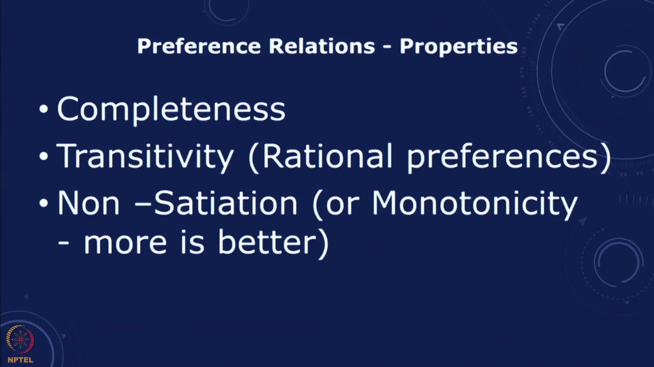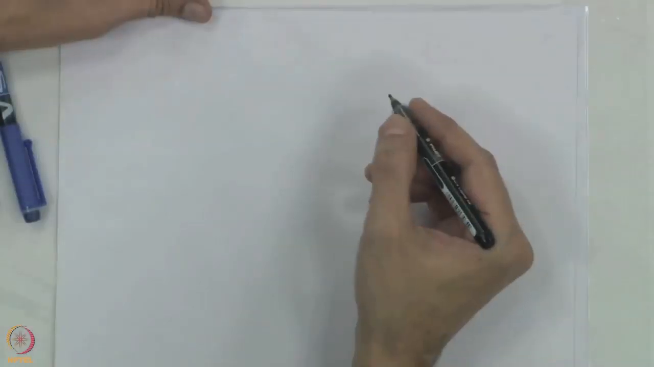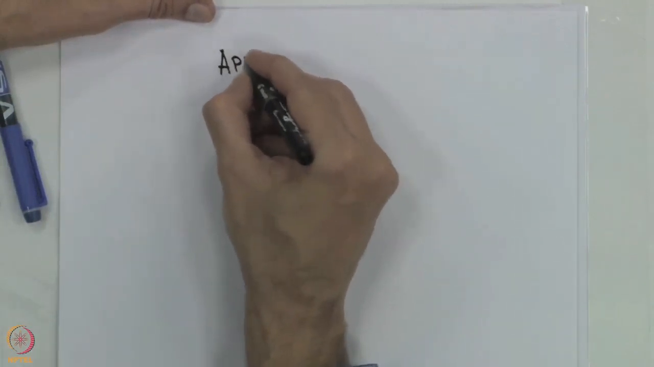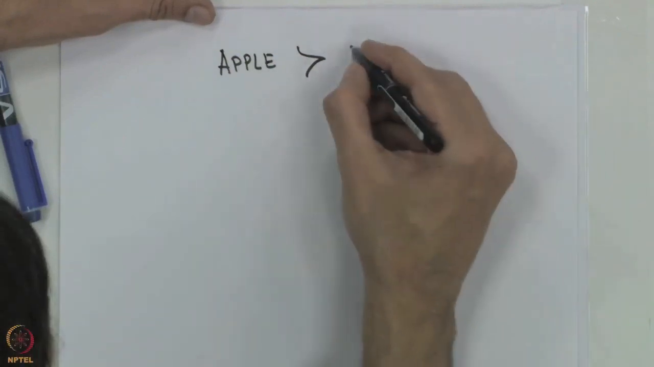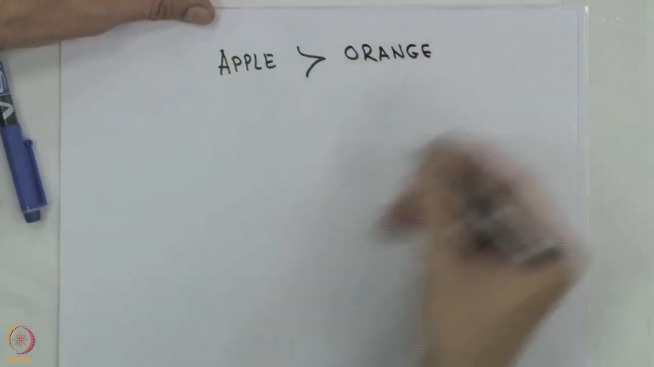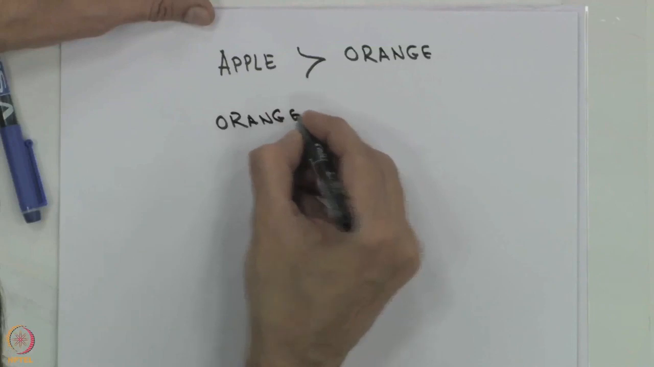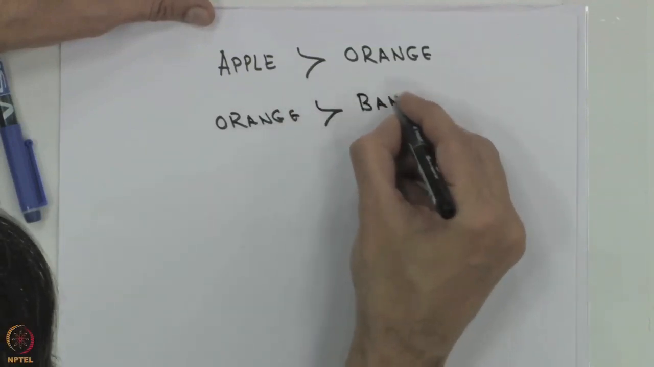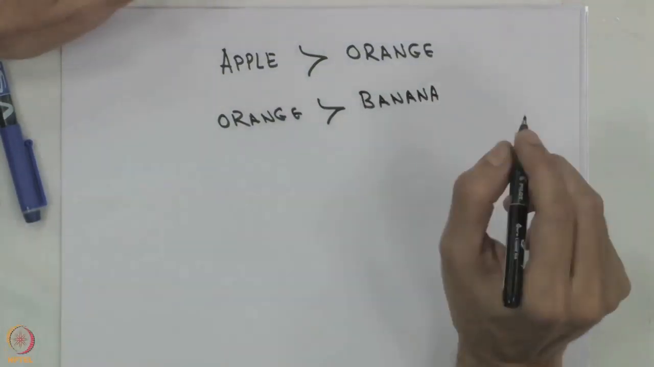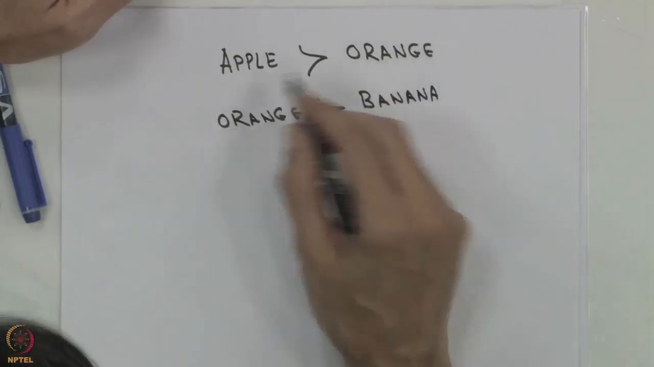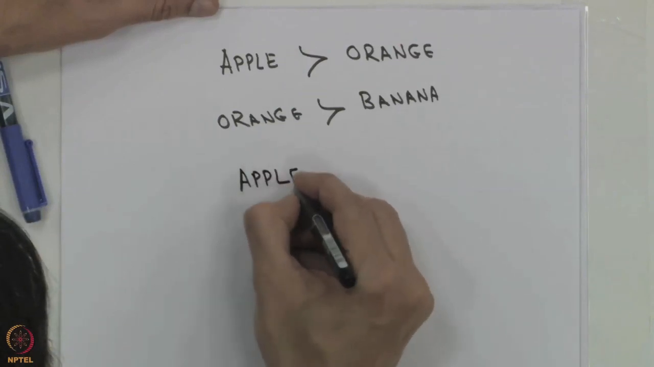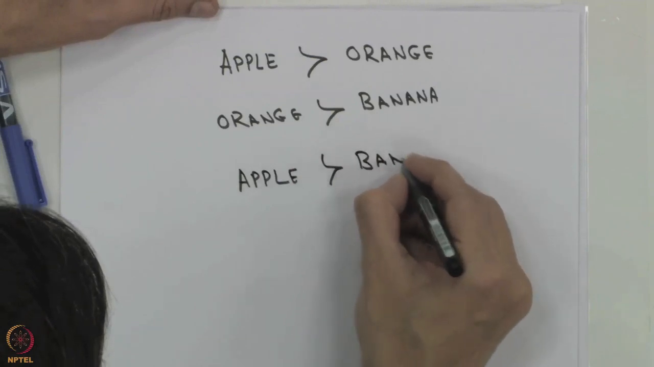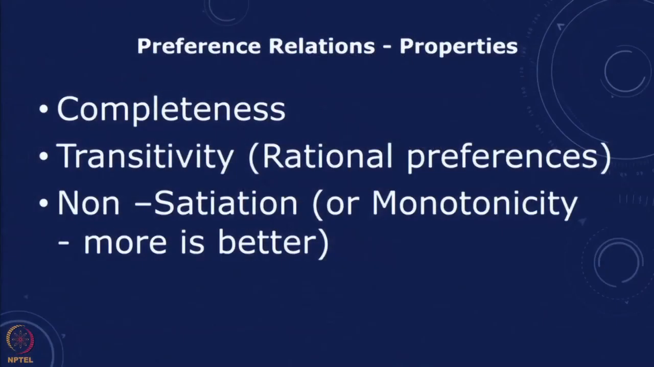And then the second is that there is transitivity. That means the preferences are rational. For instance, suppose I prefer apples to oranges. So this symbol says apple is preferred to orange, and suppose orange is preferred to bananas. If the preference is rational, then it will be transitive. That means if A is preferred to B and B is preferred to C, then A is preferred to C, which means that apple would be preferred to banana.